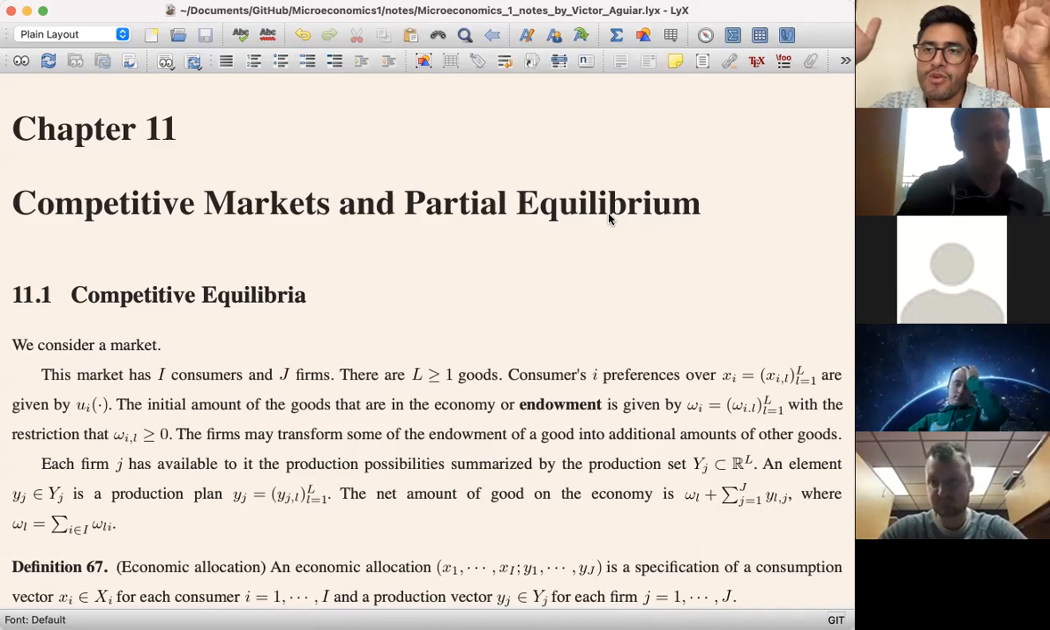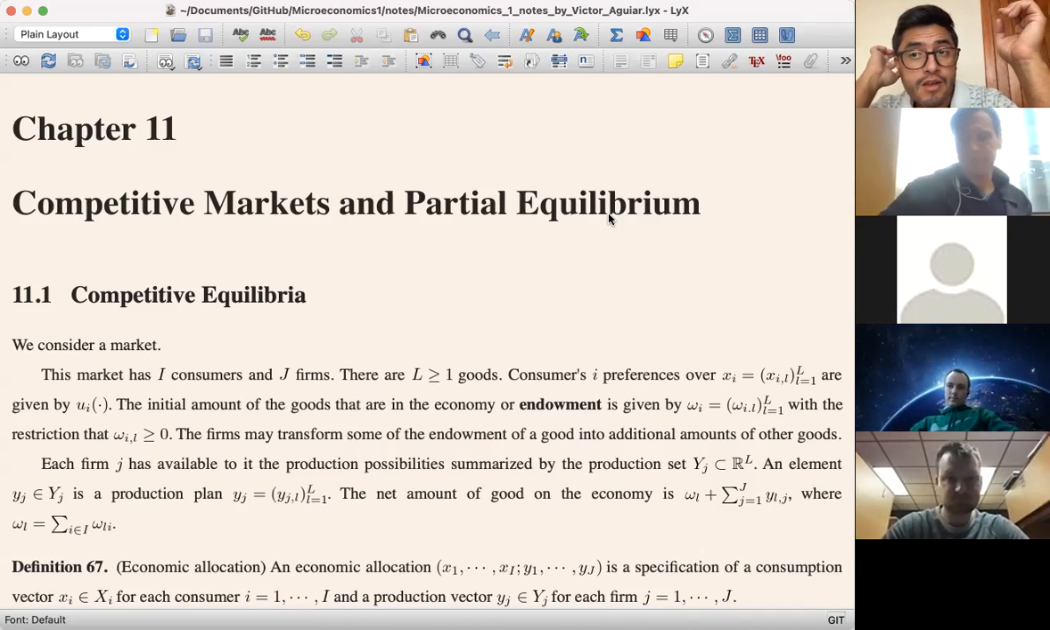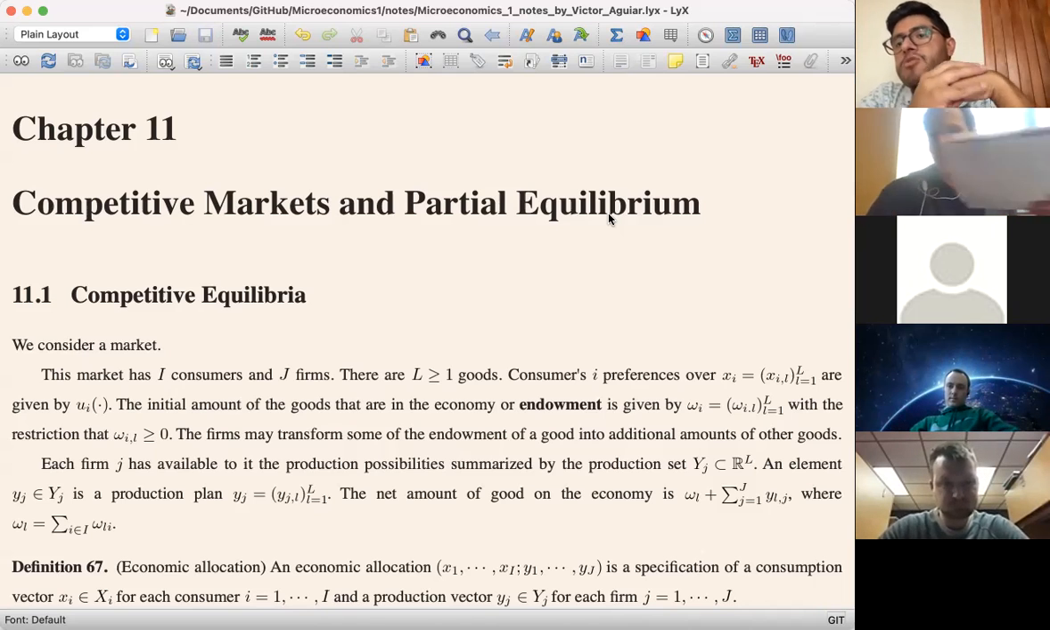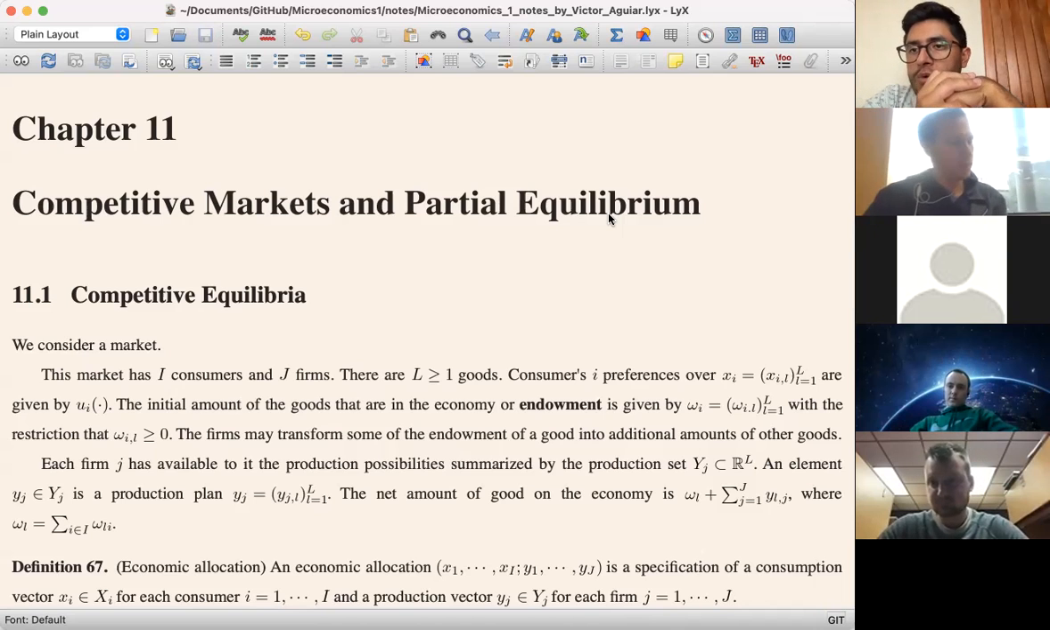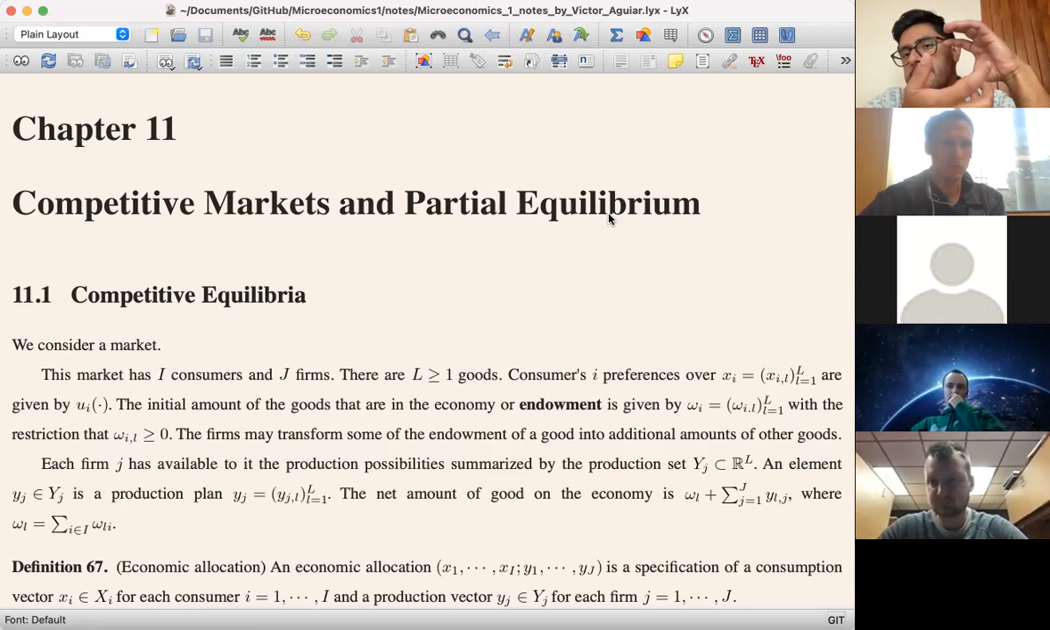And the first time we're going to do it is today by using essentially the tools of competitive markets thinking and partial equilibrium. So partial equilibrium is going to be a way to say that instead of studying a very complicated multi-market situation, we're going to try to study a very special case of a market where we're going to face essentially one market.